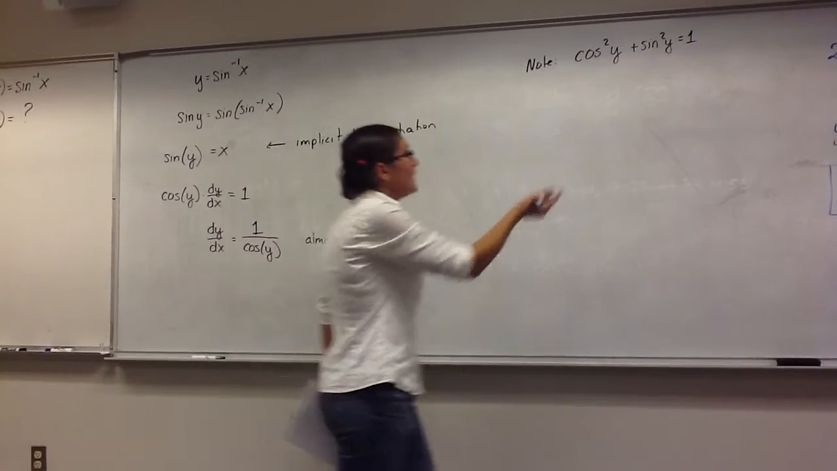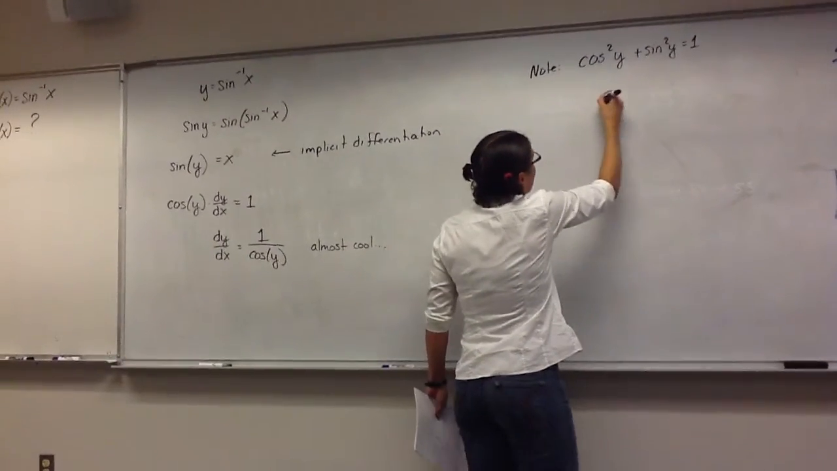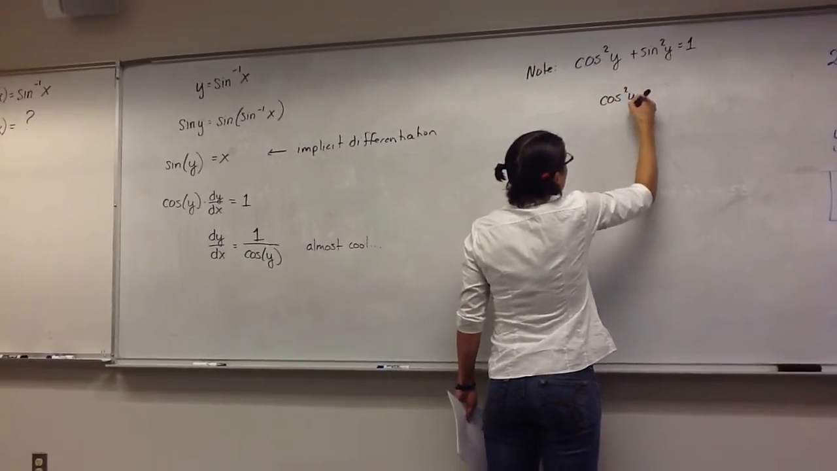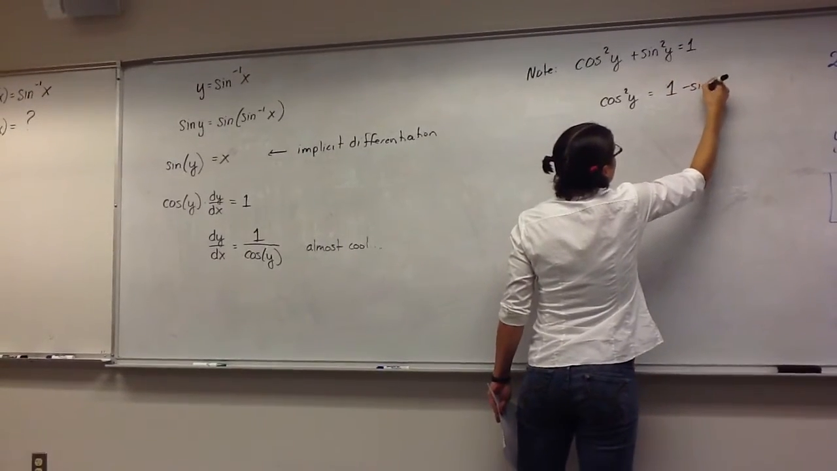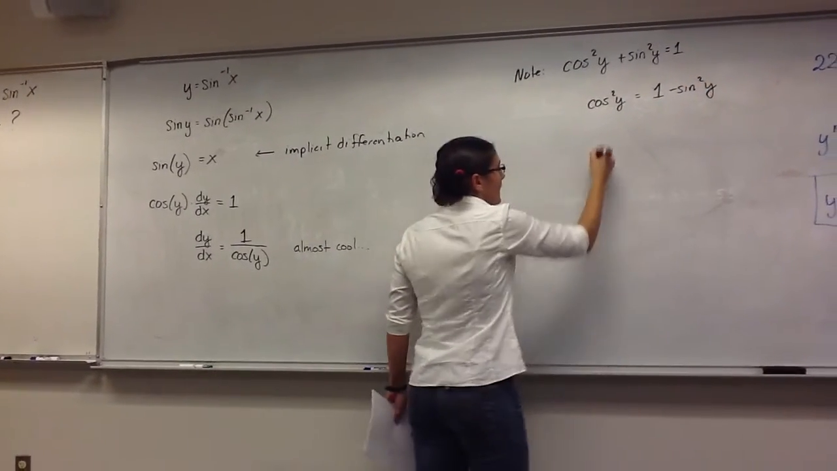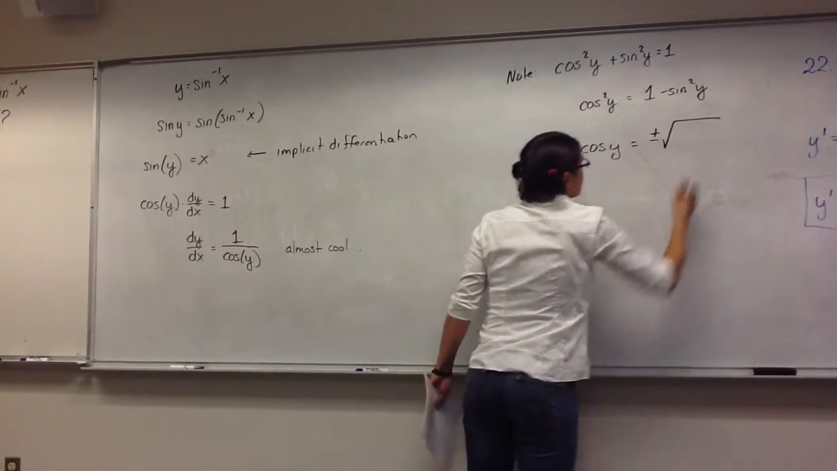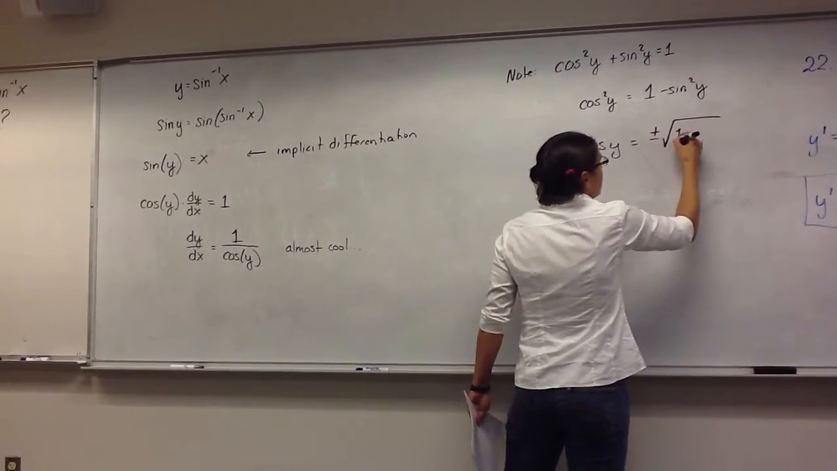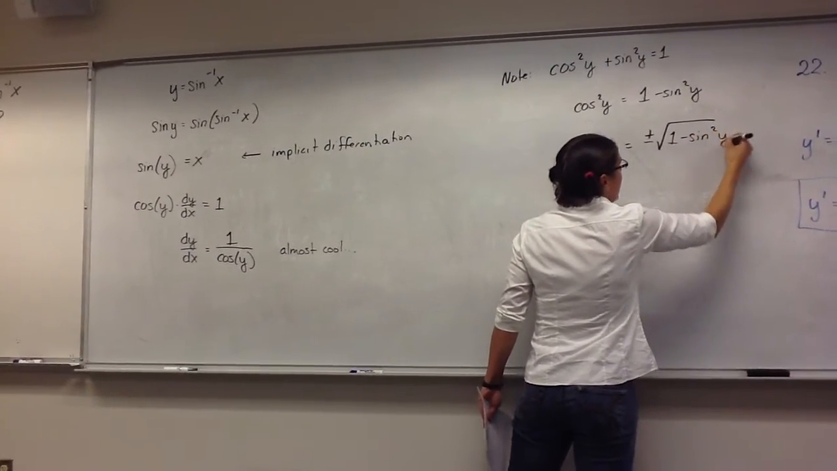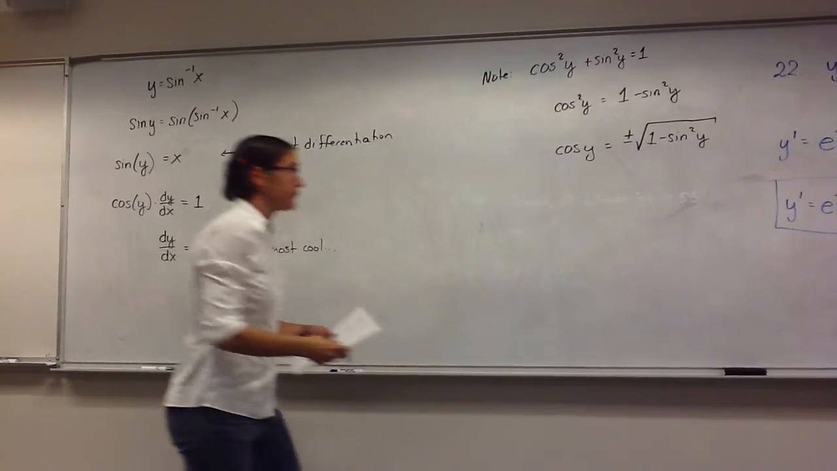So cosine squared y plus sine squared y is equal to 1. All right, so if I take this equation and I solve for cosine y, I have cosine squared y is equal to 1 minus sine squared y, and I can take the square root of both sides. And I get cosine of y is equal to plus or minus the square root of 1 minus sine squared y.